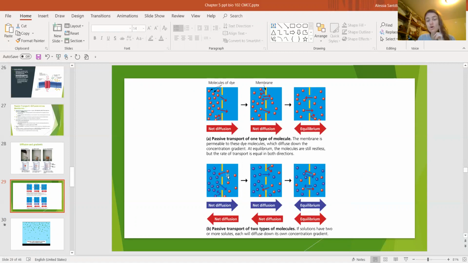So the blue are going to go to the right and the red are going to go to the left until both of them get into equilibrium. The fact that the other substance is doing the opposite thing is not going to affect them at all, because it's always between like molecules.